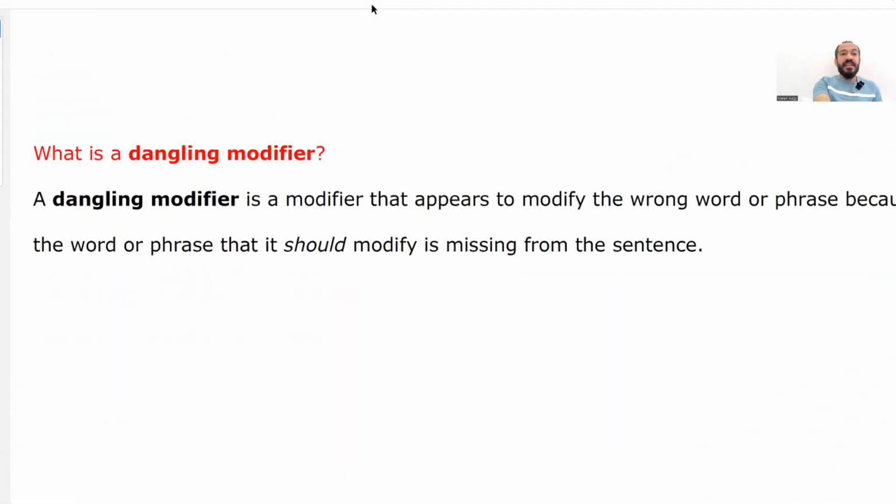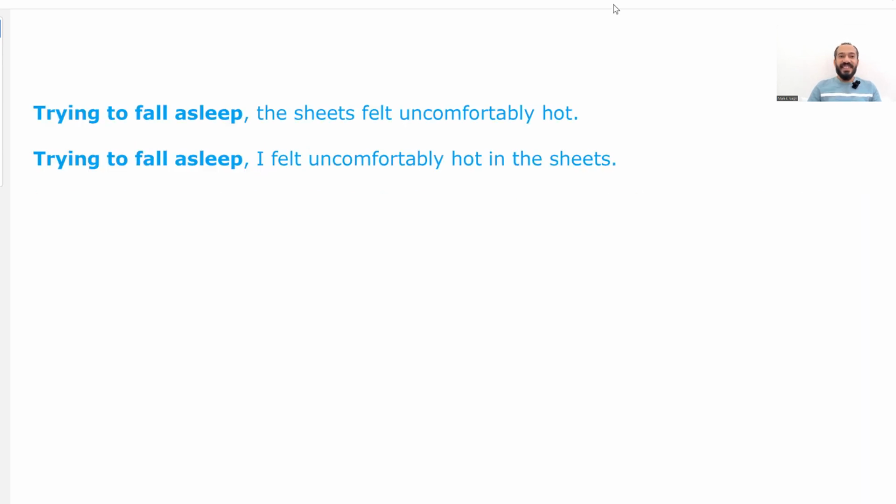What is a dangling modifier then? A dangling modifier is a modifier that describes the wrong word. It modifies the wrong word or phrase. That's because it is describing something that doesn't even exist in the sentence. Take a look at this example. Trying to fall asleep, the sheets felt uncomfortably hot. Trying to fall asleep, I felt uncomfortably hot in the sheets.